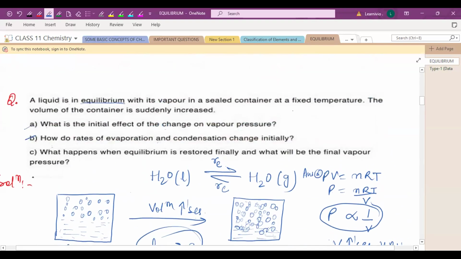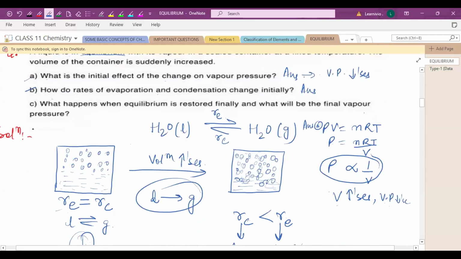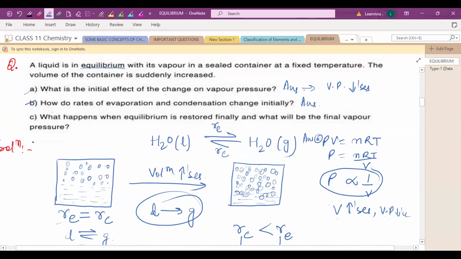So you can write here, second. So what about the change? In the second answer you can write that the vapor pressure will decrease because it is inversely proportional to the volume. Volume increases, so the vapor pressure decreases. And in the second answer, write down that the rate of condensation will decrease and the rate of evaporation will increase.